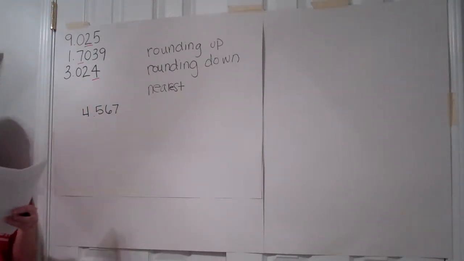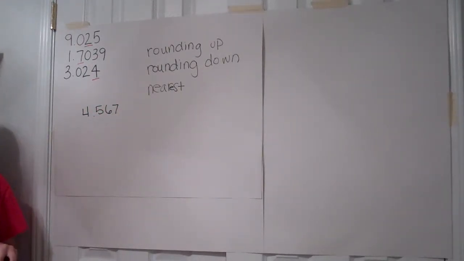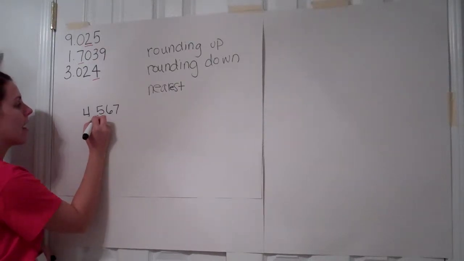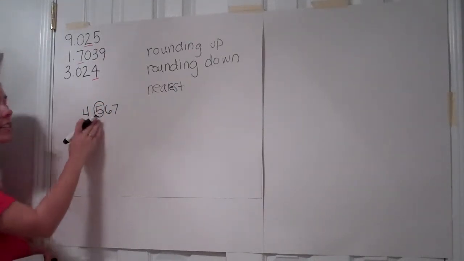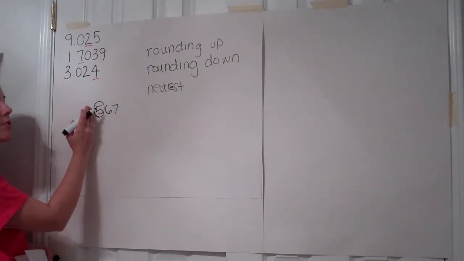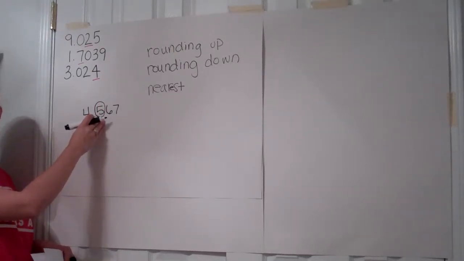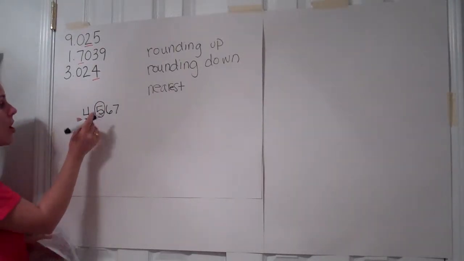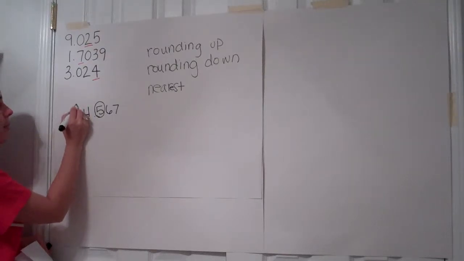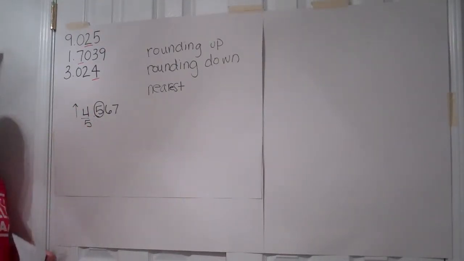Okay, so if I want to round 4.567 to the nearest whole number, excuse me, what would I round it to, Abby? 5. Okay, good. Because we have a 5 in our tenths place, or our number directly after the decimal, directly to the right of the decimal, we're going to round our 4 up to 5.